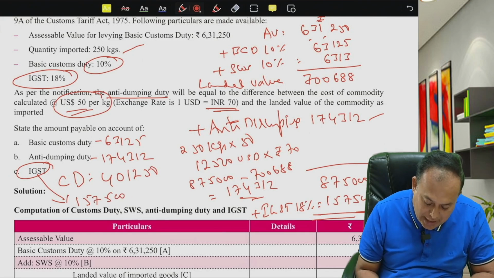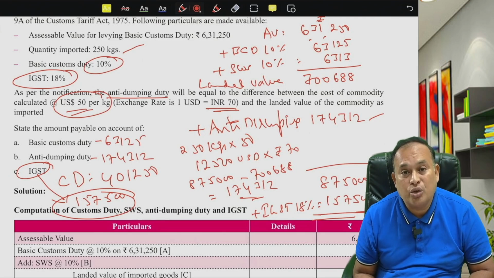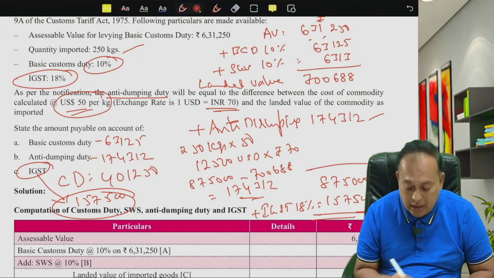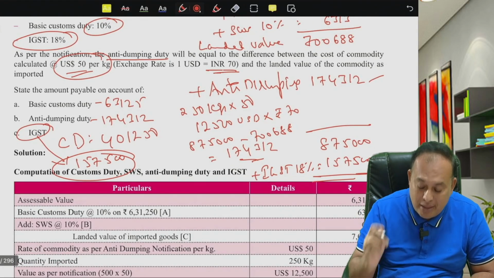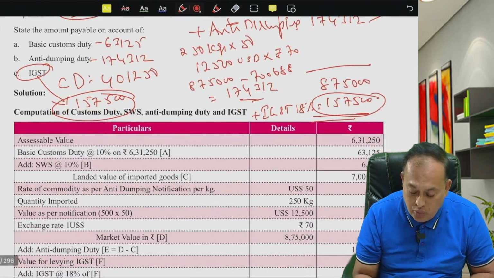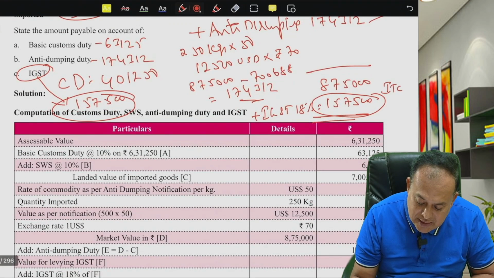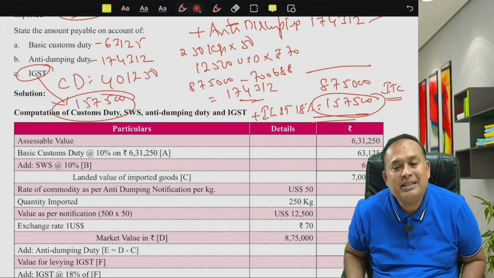So 1,57,500 is nothing but our ITC also in the GST law. If the importer brings those goods into India for further sale purpose, a B2B transaction, this 1,57,500 is allowed as ITC. You can claim input tax credit here. Got the clarity, my friends?